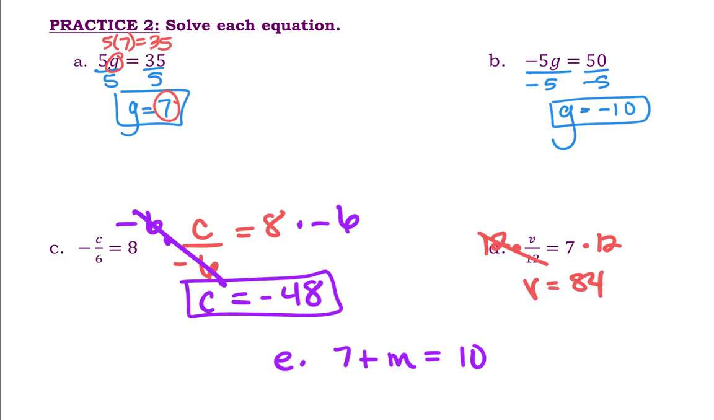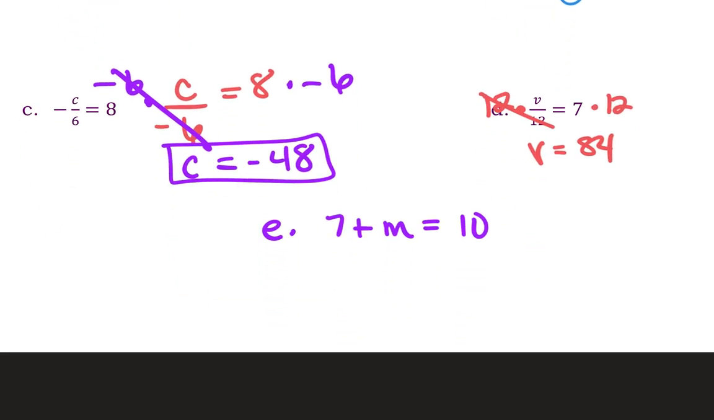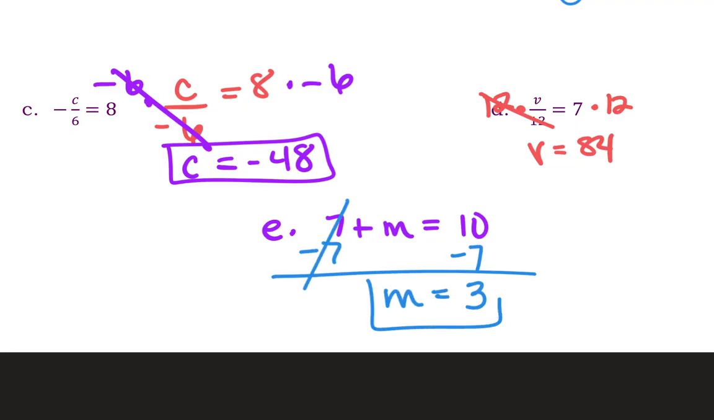84. Okay, so the bottom one, again, this is the one kids usually have a hard time with. They're like, Miss, I don't know what to do. So in this case, this is what I want you to ask yourself. Is this a positive 7 or is it a negative 7? Positive 7. What's the opposite of a positive? A negative. So then that tells you what you're going to do here. So m is equal to 3. Okay?